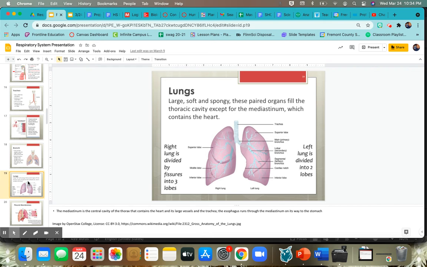Your right lung, which is on the left side of this picture, has three lobes. You have your superior lobe because it's on the top, your middle lobe because it's in the middle, and your inferior lobe because it's on the bottom. Your left lung, which is on the right side, is only divided into two lobes, your superior and inferior lobe.